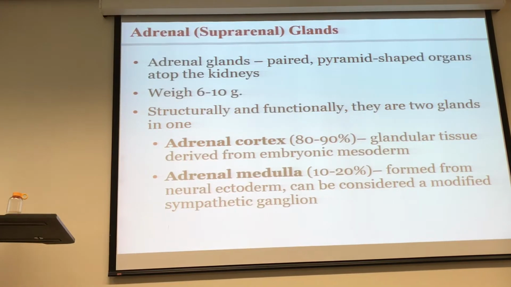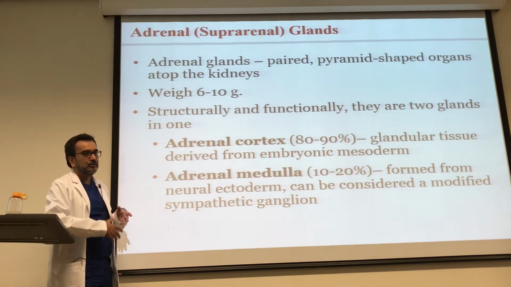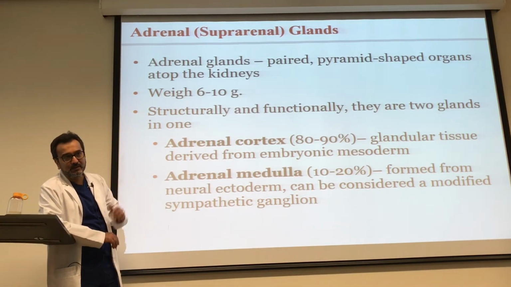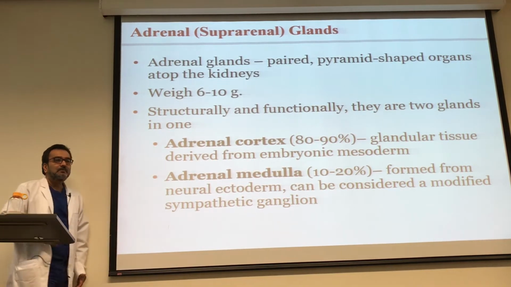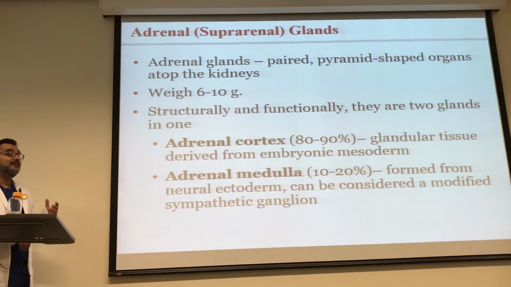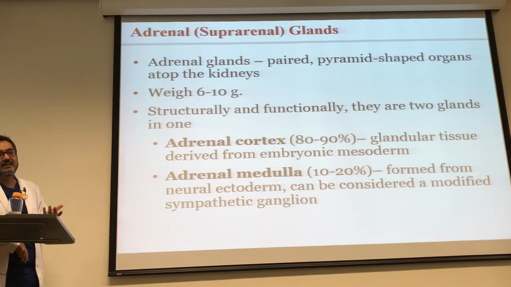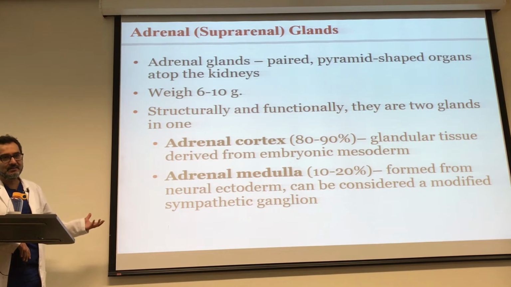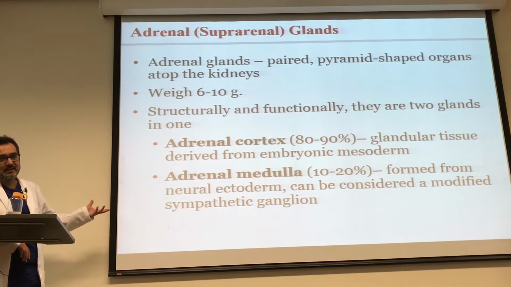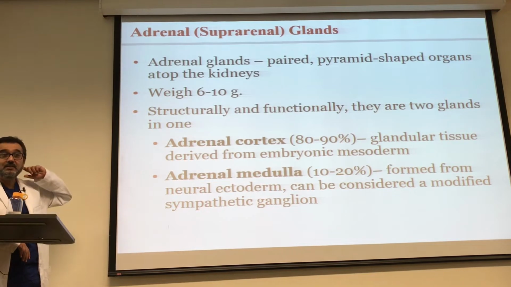We know that adrenal glands are paired pyramidal shaped organs on the top of the kidneys. They weigh around 6 to 10 grams. Structurally and functionally, they are two glands in one, because the adrenal cortex is a glandular tissue which is derived from the embryonic mesoderm, we know that, and forms about 80 to 90% of the gland. And adrenal medulla is formed from the neural ectoderm, and it is mainly a modified sympathetic ganglion. Okay? So it's a modified sympathetic ganglion. It's part of the sympathetic nervous system, and it is going to secrete more epinephrine than norepinephrine. It forms about 10 to 20% of the gland.